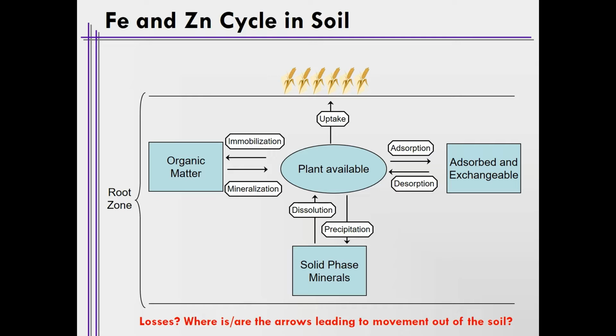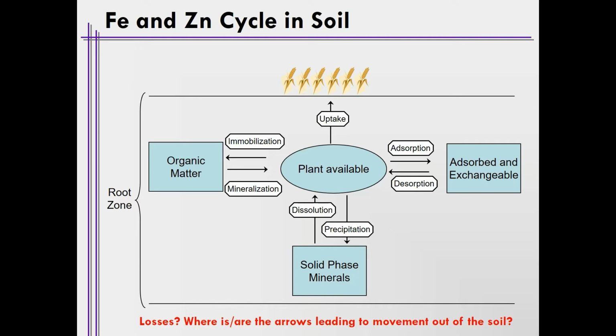That process can go in reverse. If the organic carbon present does not have enough iron or zinc in it, where do these microorganisms get iron and zinc? Because they need iron and zinc just like plants, just like animals, just like humans. If there is not enough iron or zinc to maintain their body tissue, they scavenge it from the plant available phase. That's called immobilization.